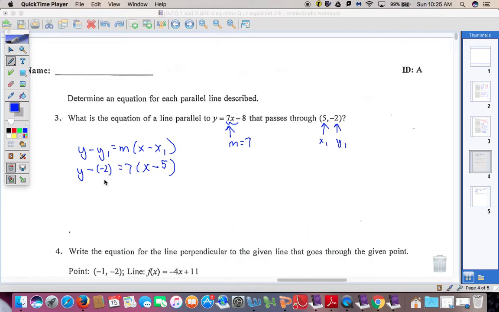My next step would be to distribute or simplify a little bit, but I can simplify my left side by saying that y minus a negative 2 is the same as y plus 2. And then on my right side, I'm going to distribute that 7. So I have 7 times x, which is 7x, minus 7 times 5, which is 35. My next step would be to just subtract 2. So I'm left with y equals 7x minus 37. And that would be my equation of a line that's parallel to y equals 7x minus 8 that passes through the ordered pair of 5, negative 2.